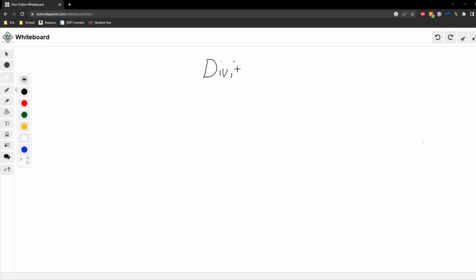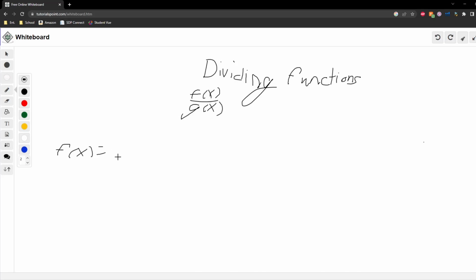Dividing functions. Dividing functions is arguably the hardest thing here because you'll need to utilize factoring, you need to know how to distribute, and you need to know how to simplify. So let's walk you through this. F of x is equal to 2x squared plus 15x minus 8. G of x is equal to x squared plus 10x plus 16.